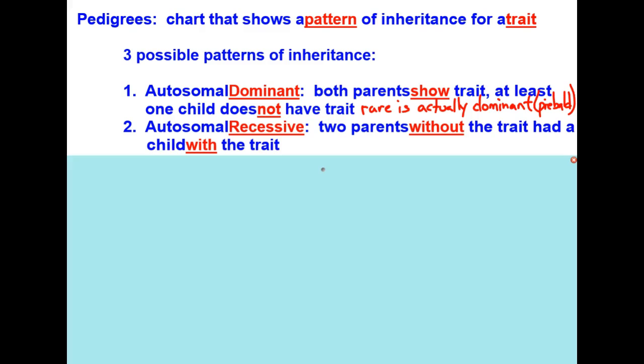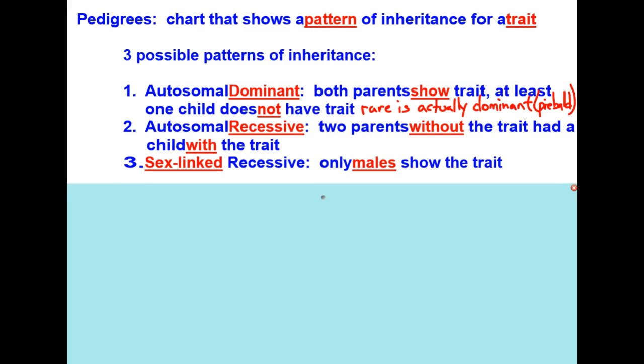Our next pattern of inheritance is autosomal recessive, where 2 parents without the trait had a child with the trait. This is what you're more used to recognizing. And the third is the sex-linked recessive. Typically, only males show the trait. Very rare for a female to show a sex-linked recessive trait.